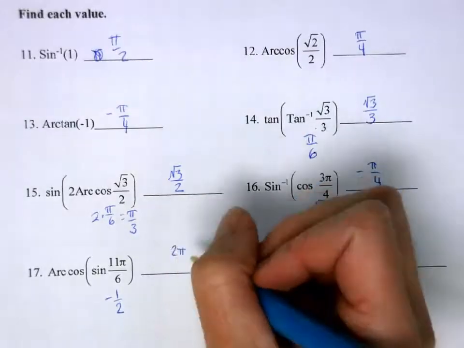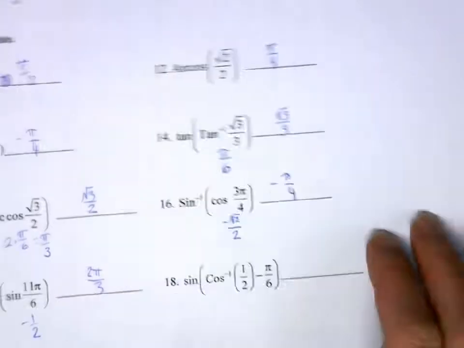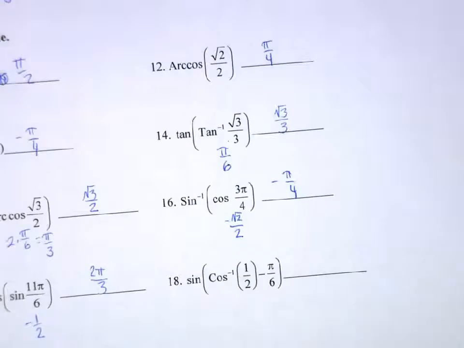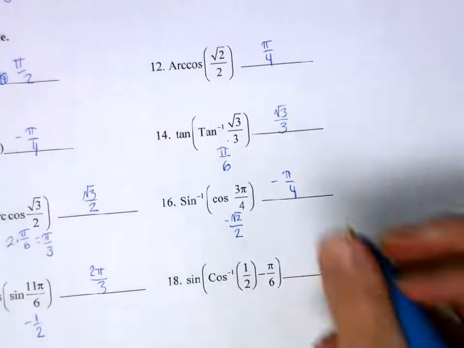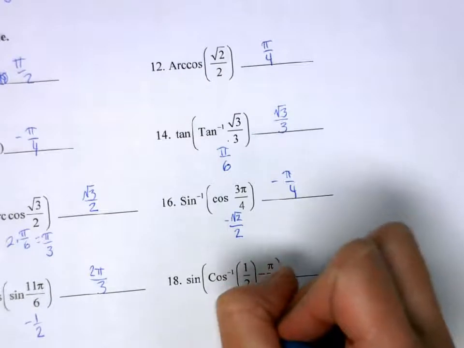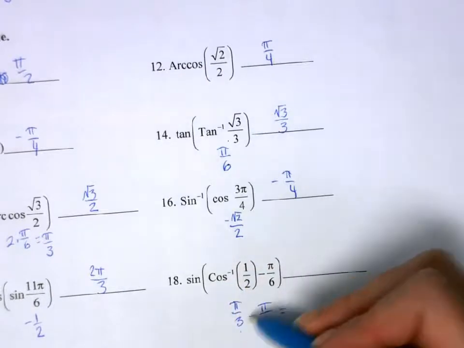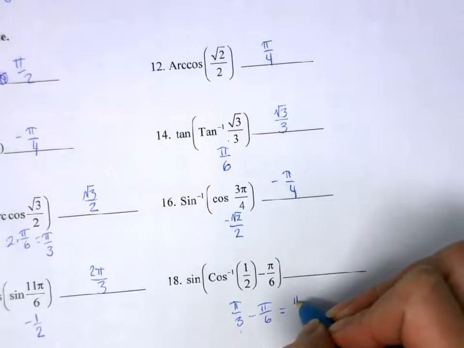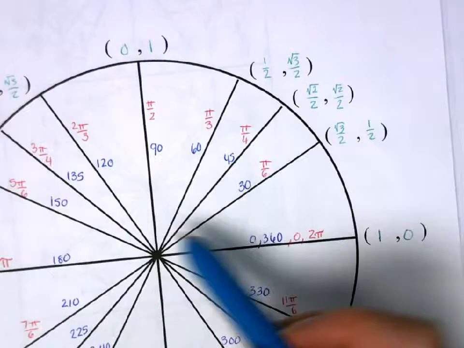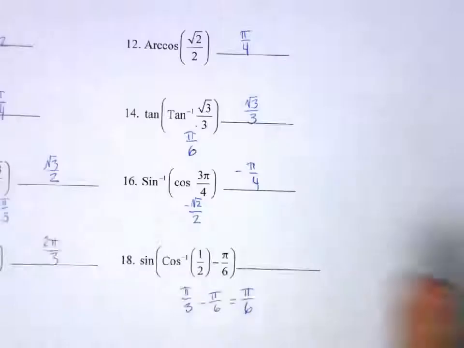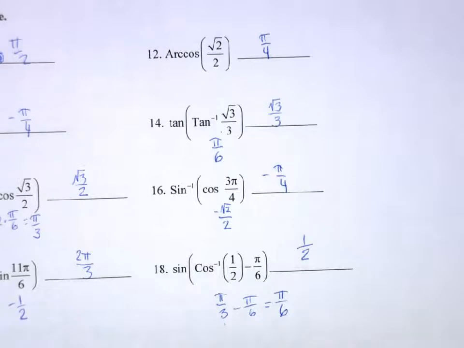Okay, and then our last problem here, cosine inverse of 1/2 is going to be pi over 3. So this would be 2 pi over 6 minus pi over 6 is pi over 6. The sine of pi over 6 is 1/2. So this is the no calculator part of your unit 4 review.